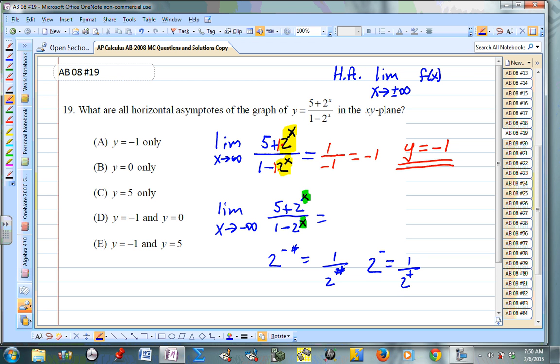So now, as x goes to infinity, 2 to the x goes to infinity, but 1 over 2 to the x approaches 0. So what we can conclude is that this 2 to the x term is approaching 0, and the denominator 2 to the x term is approaching 0. Therefore, our limit is just going to be 5 over 1, which equals 5. y equals 5 is another horizontal asymptote.